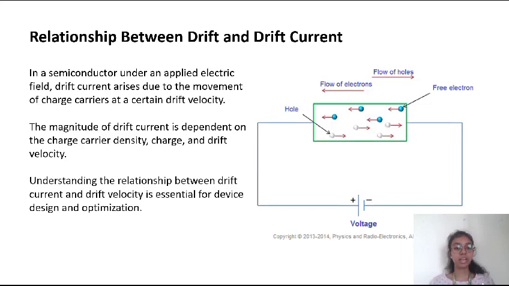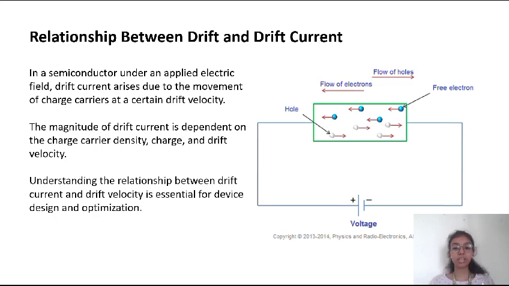Relationship between drift current and drift velocity. In a semiconductor under an applied electric field, drift current arises due to the movement of charge carriers at a certain drift velocity. The magnitude of drift current is dependent on the charge carrier density, charge, and drift velocity. Understanding the relationship between drift current and drift velocity is essential for device designing and optimization.